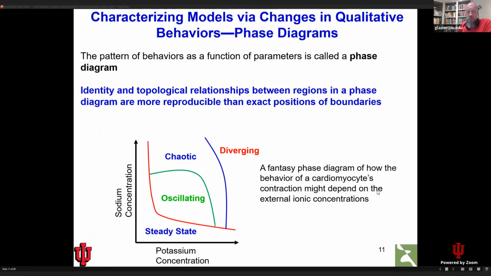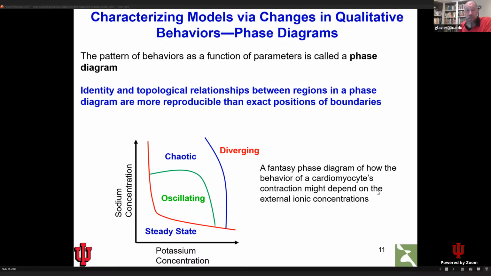And so again, you're familiar with phase diagrams, but in general, the topology of a phase diagram, the domain structure of the phase diagram, is pretty robust. And again, it's something that we would want our simulations or our models to replicate correctly. If there is a steady state region followed by an oscillating region, followed by a chaotic region, we'd like to have that sequence of regions be right, even if the exact boundary positions are not quite the same in the experiment and in the model.